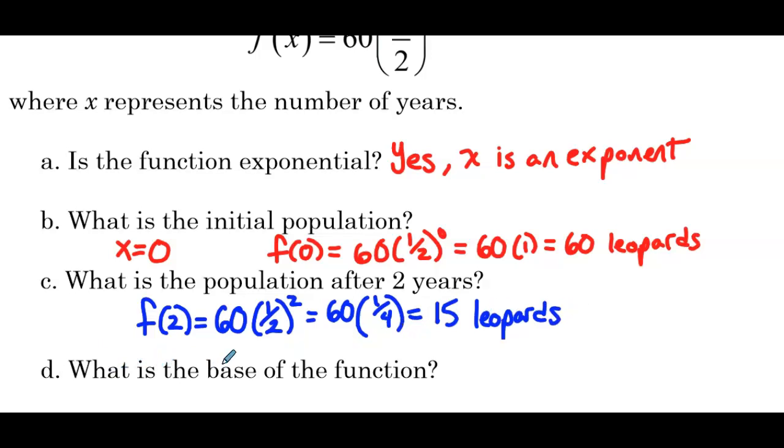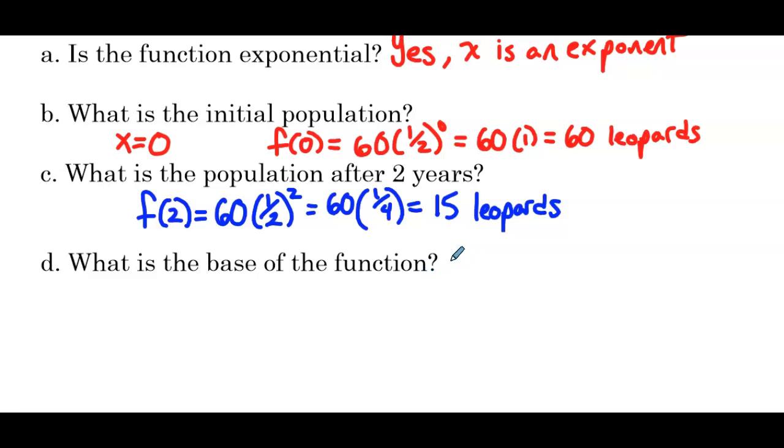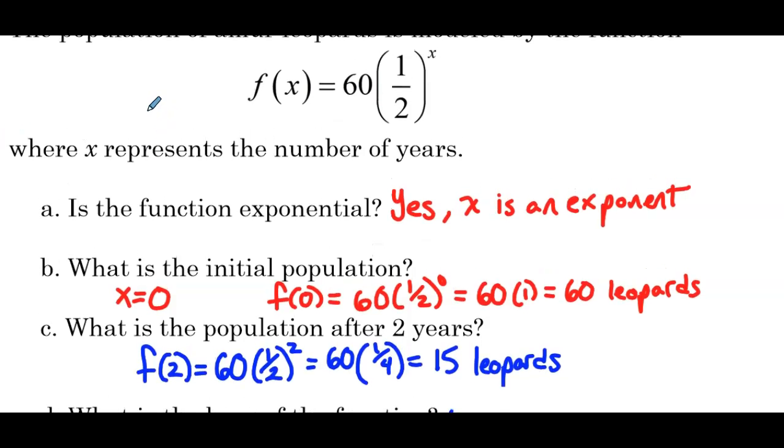And the last question, what is the base of the function? Well, the base is the value that we're raising to the exponent, so in this case, the base is 1/2. So this is an example of exponential decay. We're getting smaller values exponentially, right? We started with 60 leopards, and then we're halving them each time. So after 1 year, we'd have 30. After 2, we could see we have 15, and that pattern would continue on.